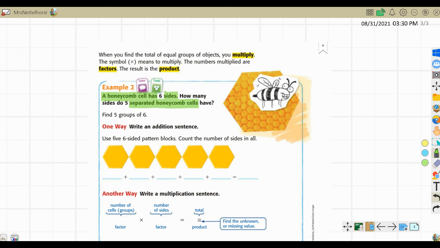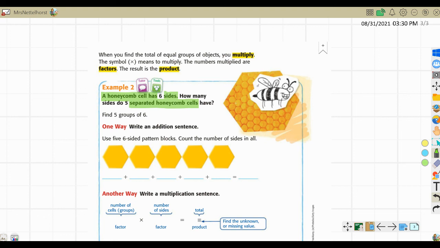Okay, so now let's read it with the numbers. A honeycomb cell has 6 sides. Then I have 5 separated honeycomb cells. So 6 sides, I have 5 of these cells. So imagine that in your brain. These cells are 6-sided and there's 5 of them.